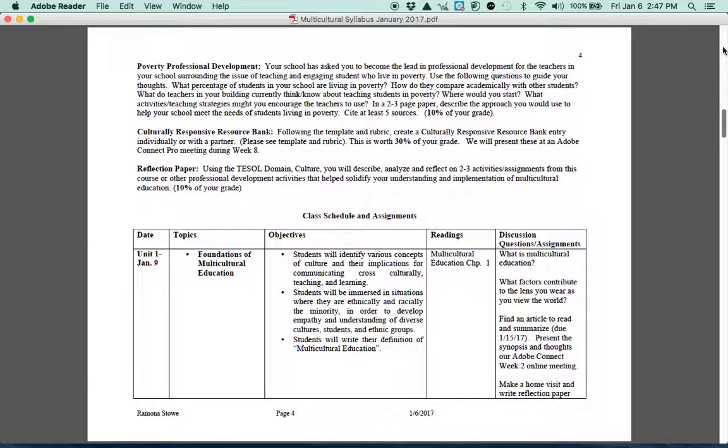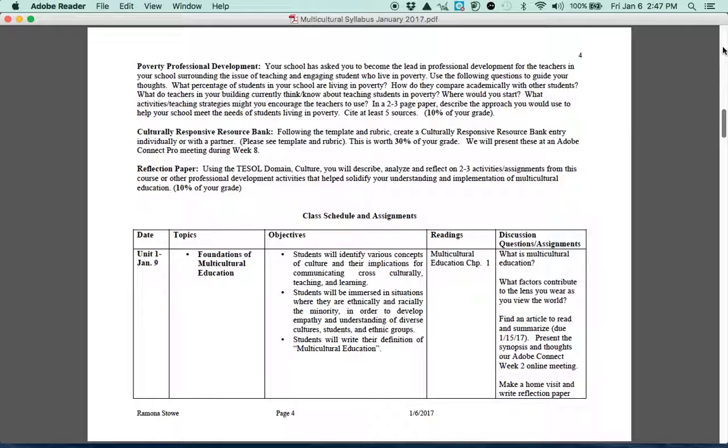Another assignment that we have is poverty professional development, because as you're going through the program, you'll become a leader. And this is an opportunity for you to really look at your school, look at the demographics, look at what teachers know about poverty, and then give some suggestions on what might be a good path to take as far as professional development for your school. Then you'll do the culturally responsive resource bank, and this is something that we can decide. You can either do it independently, you could do it with a partner, or all three of you could do it together. Finally, there'll be a reflection paper, just making sure that you understand the TESOL domain of culture.